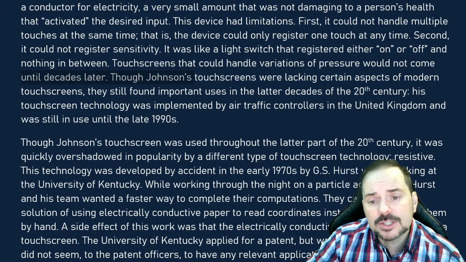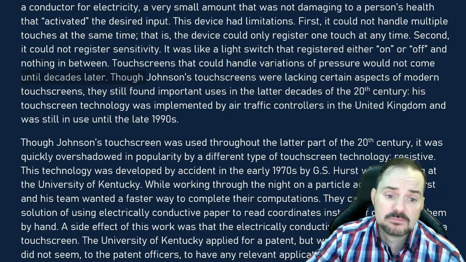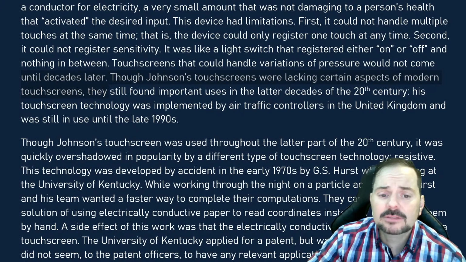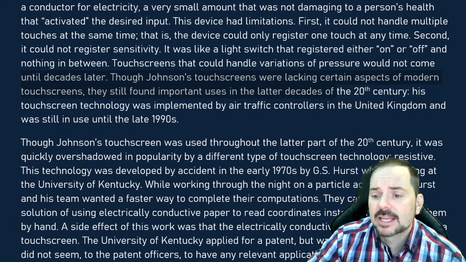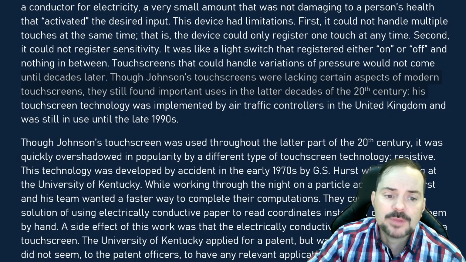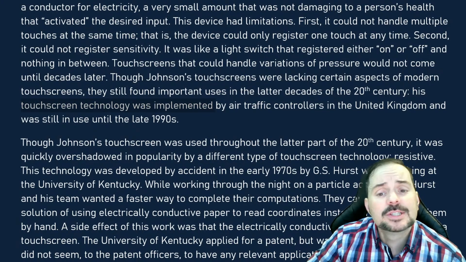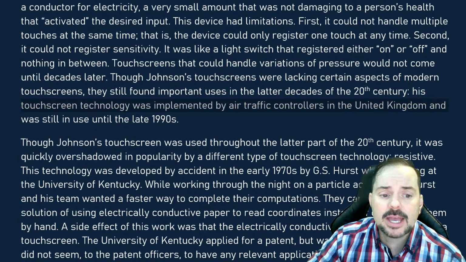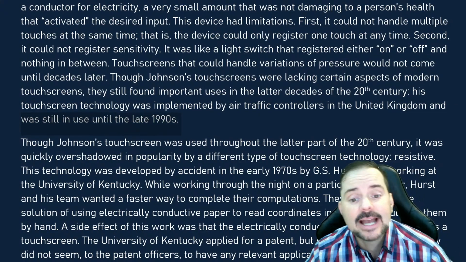Though Johnson's touchscreens were lacking certain aspects of modern touchscreens, they still found important uses in the latter decades of the 20th century. His touchscreen technology was implemented by air traffic controllers in the United Kingdom and was still in use until the late 1990s.